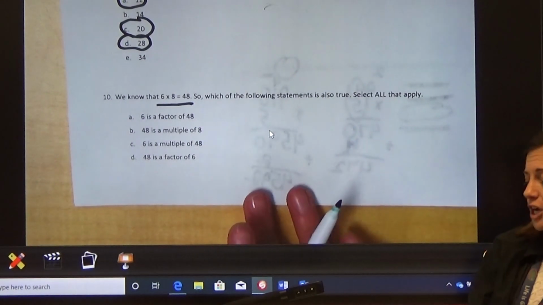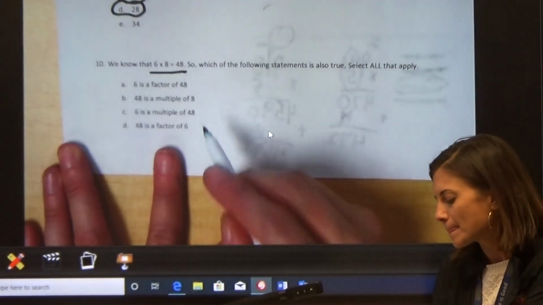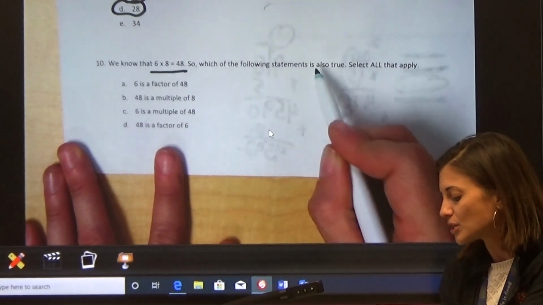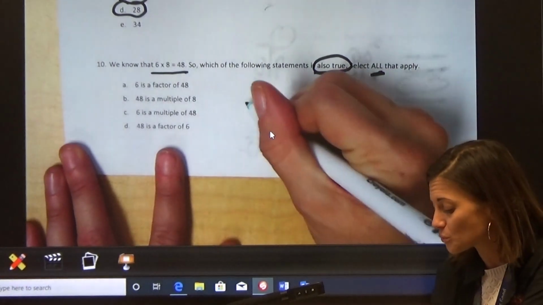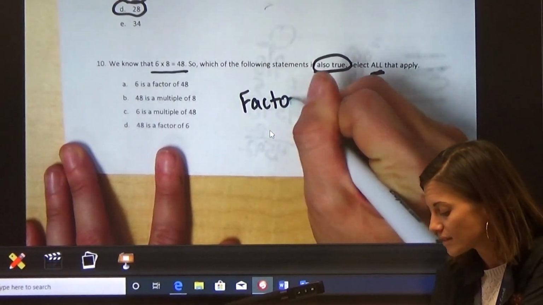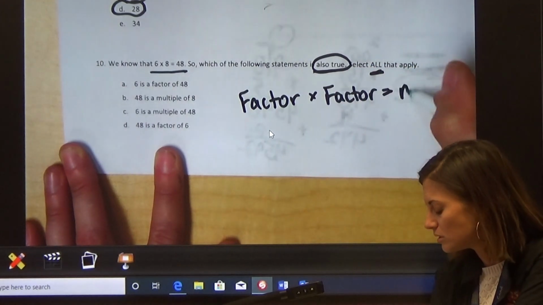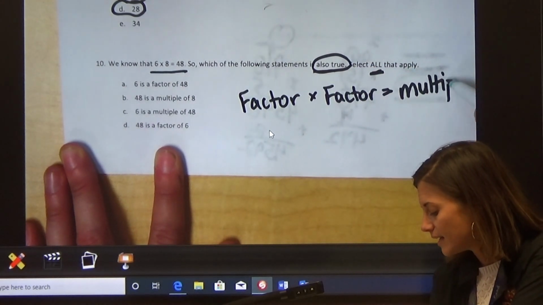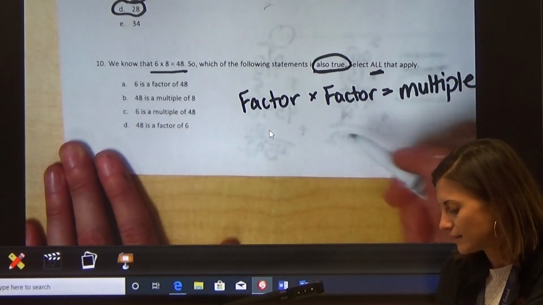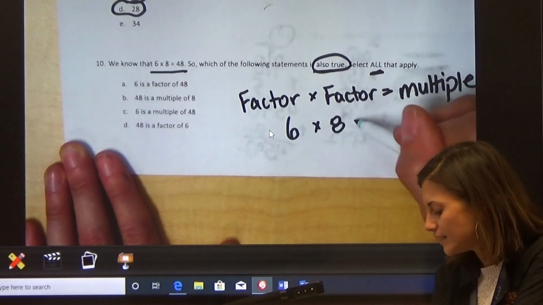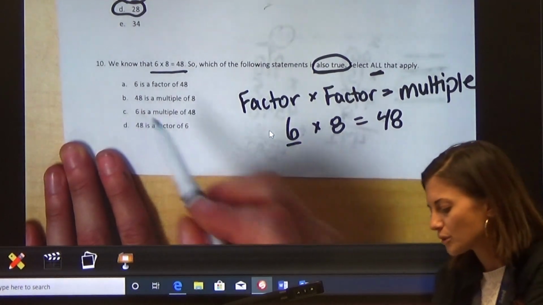So we just started moving on to number 10. We know that 6 times 8 equals 48. So which of the following statements is also true? Select all. Well, in this case, this is where factor times factor equals multiple can help me a ton. If I look here, I can see 6 is a factor of 48. If I write out 6 times 8 equals 48, 6 is a factor. So this is true.